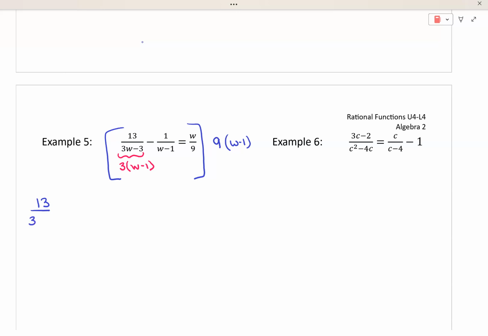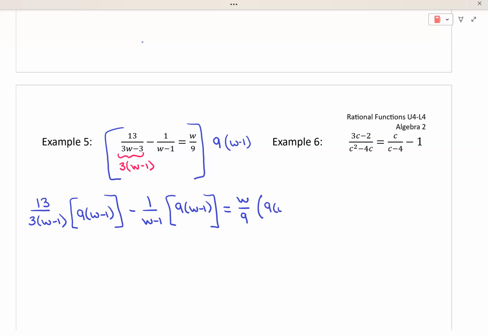13w or 3w minus 1 times 9w minus 1 minus 1 over w minus 1 times 9 over w minus 1 equals w over 9 times 9w minus 1. Okay, so the w minus 1's cancel. 3 goes into 9 3 times. 13 times 3 is 39 minus 1 times 9 equals, so the 9's cancel.